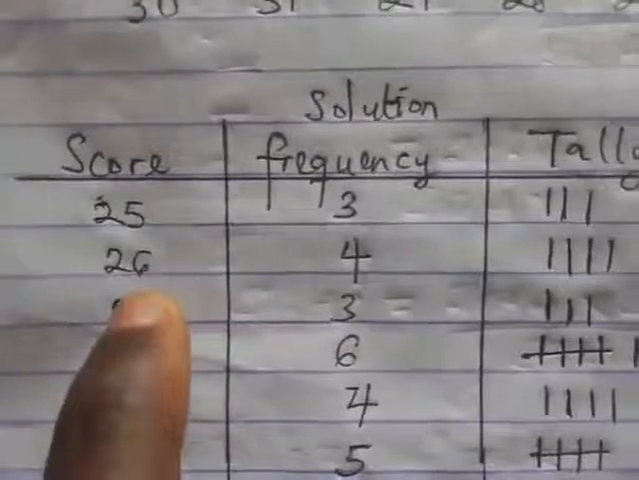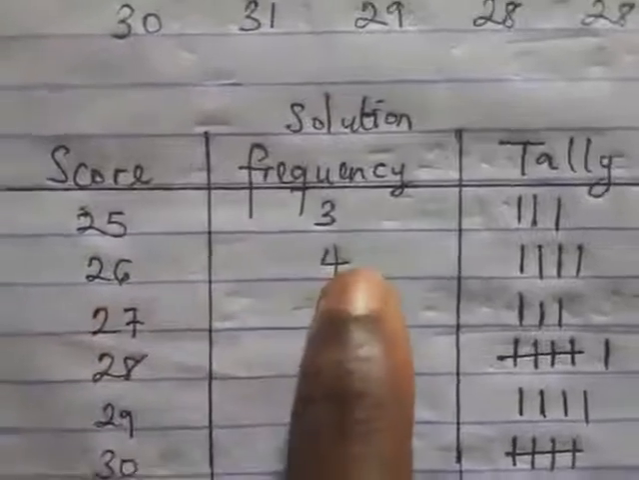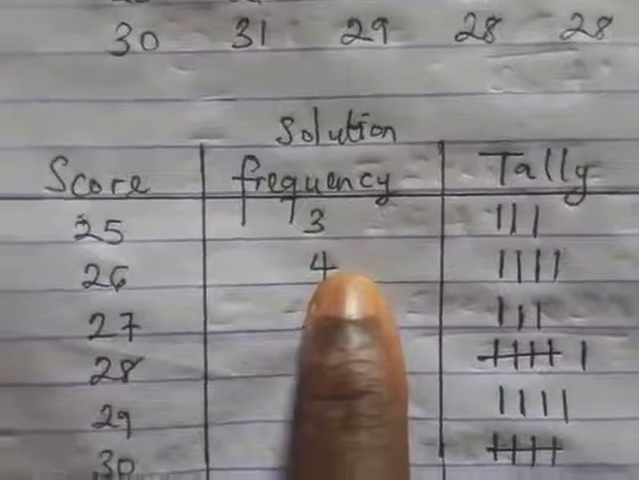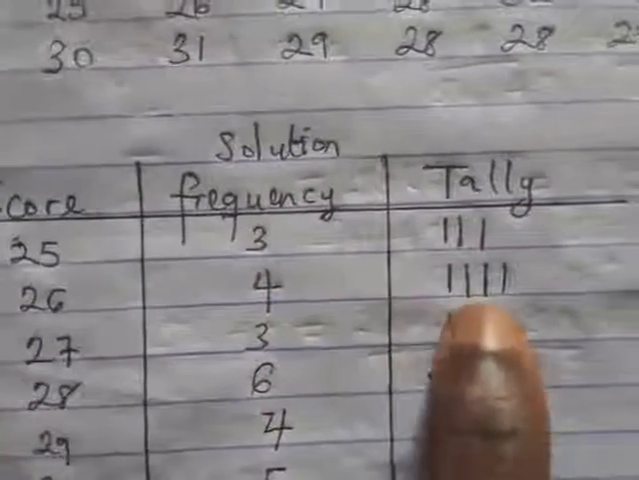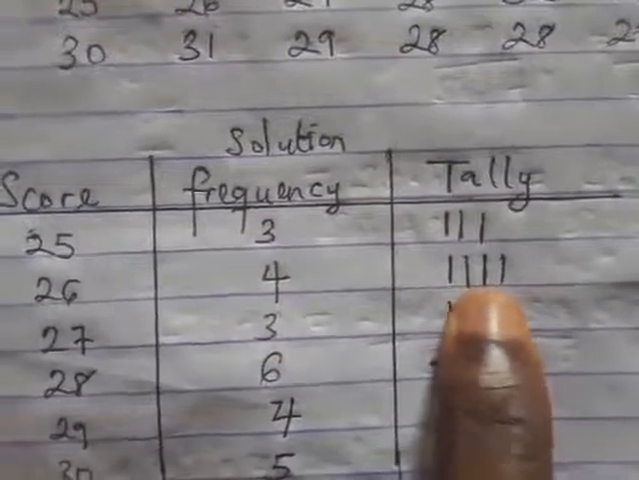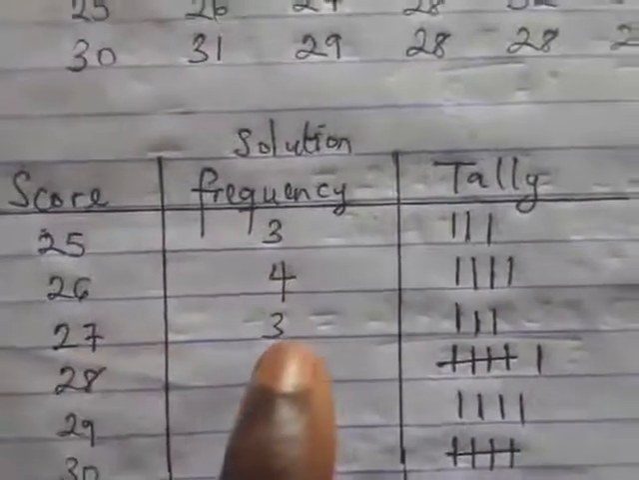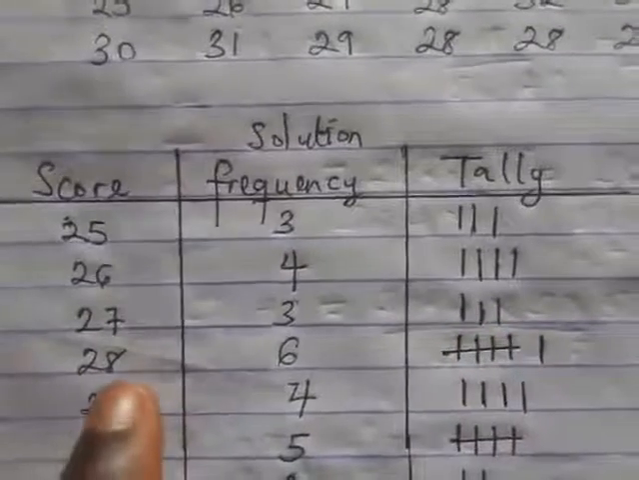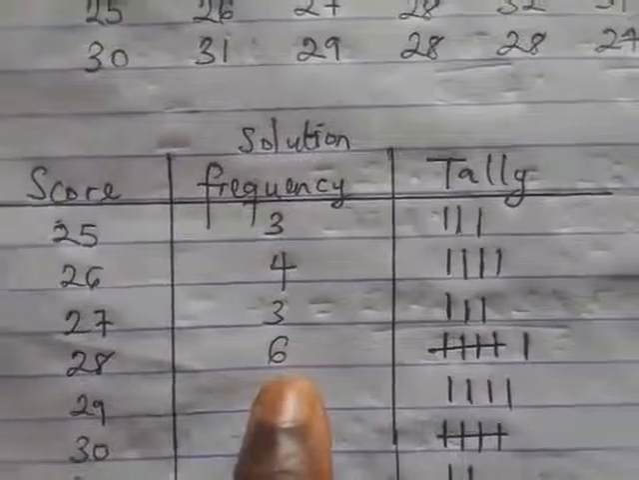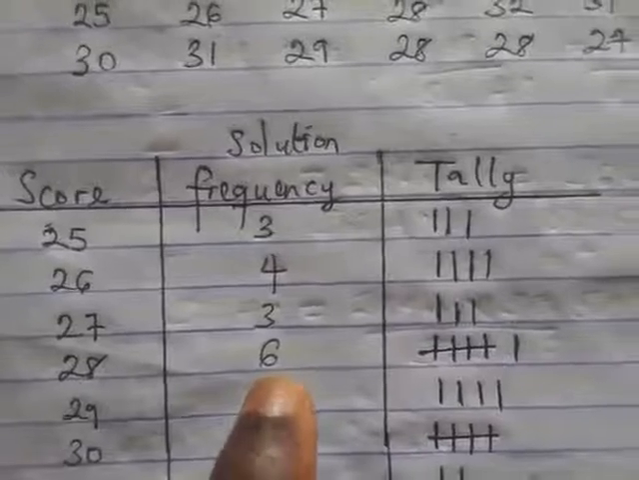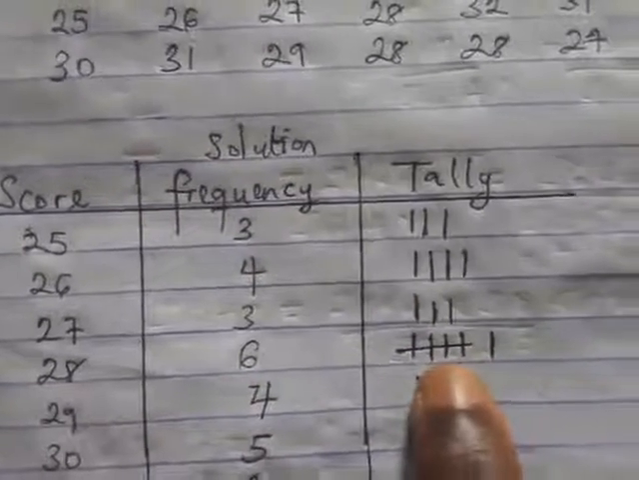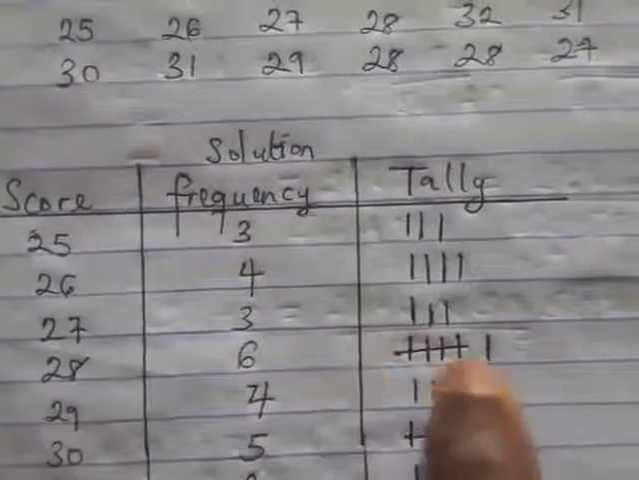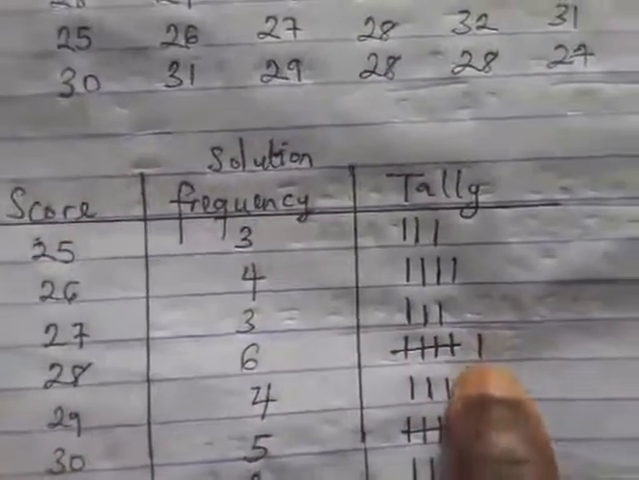For 26, how many times did 26 occur? 26 occurred 4 times. That means 4 students got 26. You can see the tally is 1, 2, 3, 4. For 27, 3 students got 27. That is the frequency. You can see 3. For 28, 6 students scored 28. That is the frequency, the number of people that scored that particular mark. So you can see the tally: 1, 2, 3, 4. This slash makes it 5. And this one standing on its own makes it 6.